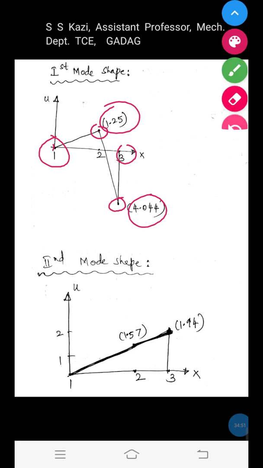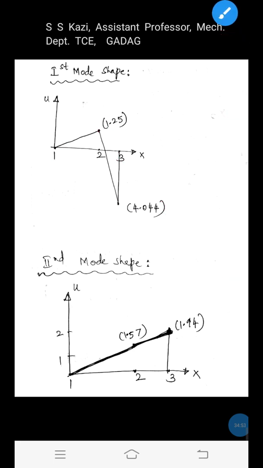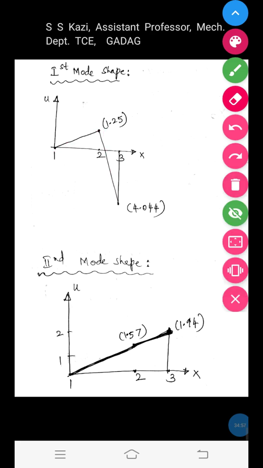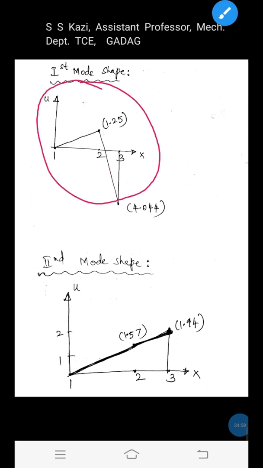After that, join the points like this, and like this. This is the vibration mode shape. The system will undergo the first mode shape during the vibration in motion. During its motion, it will vibrate like this, and like this.